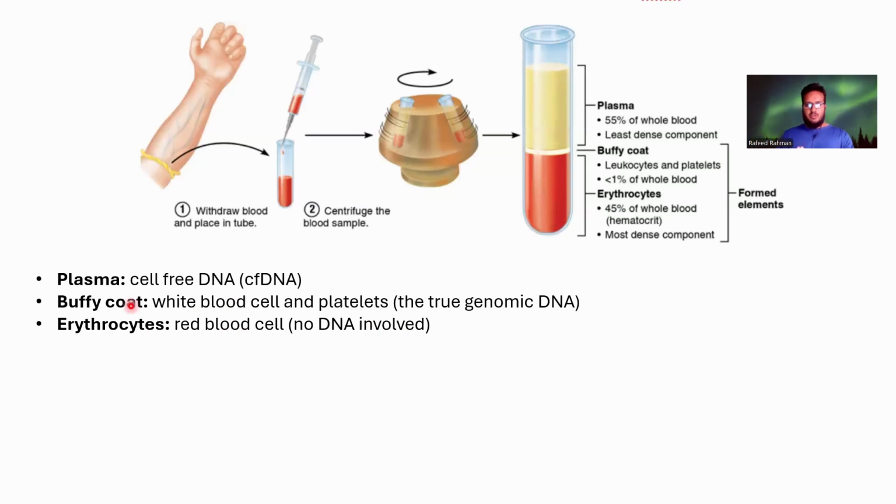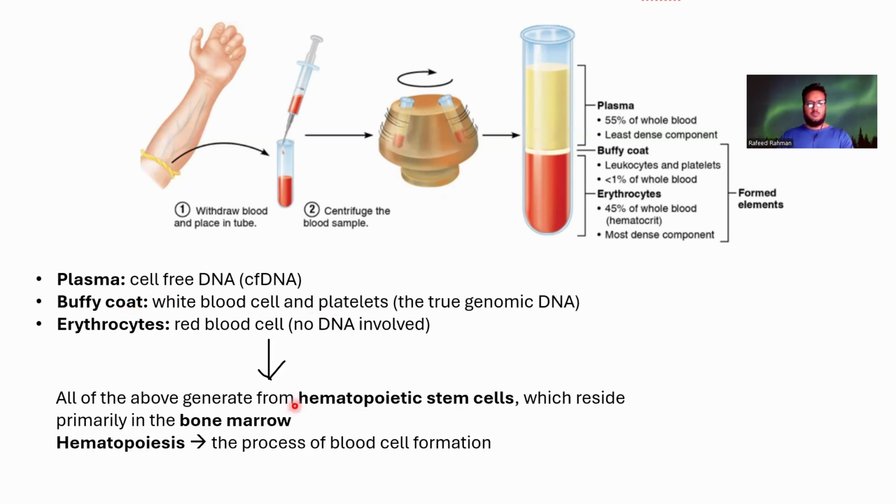We know that there are different types of blood cells: red blood cell, white blood cell, platelet, etc. All these different kinds of cells actually generate from the hematopoietic stem cells, and these are found in bone marrow. I think all of you have heard about bone marrow transplantation: some people have problems in their bone marrow and then they severely need a transplant, because without the bone marrow, you cannot create the different kinds of blood cells. Hematopoiesis is basically the process of blood cell formation.